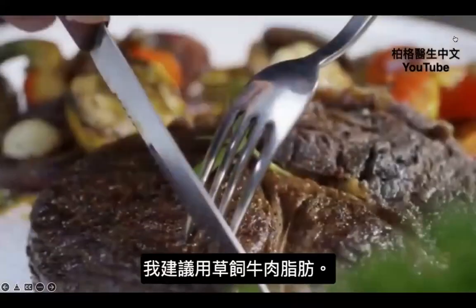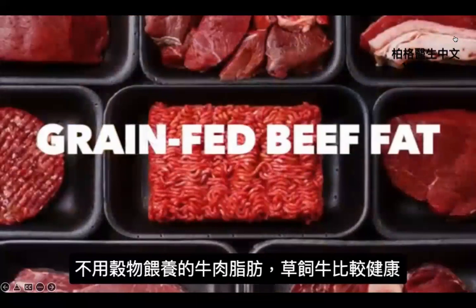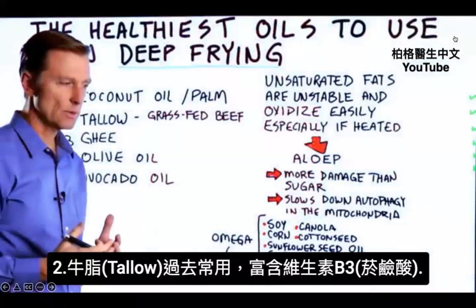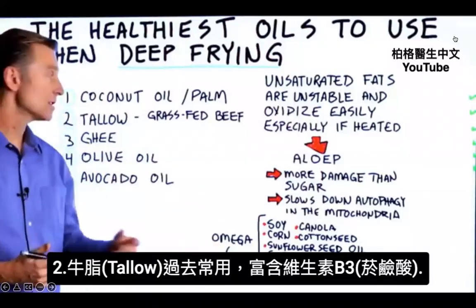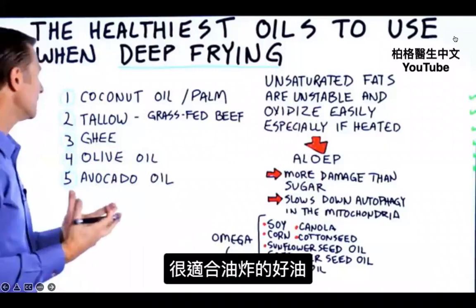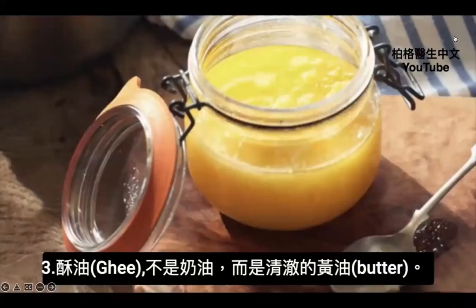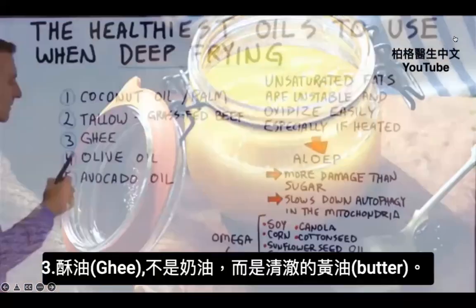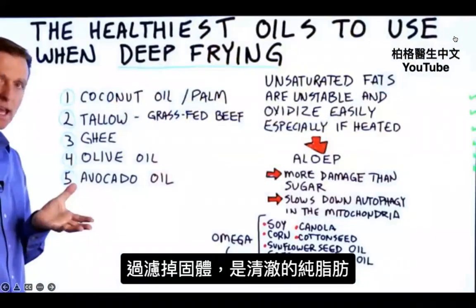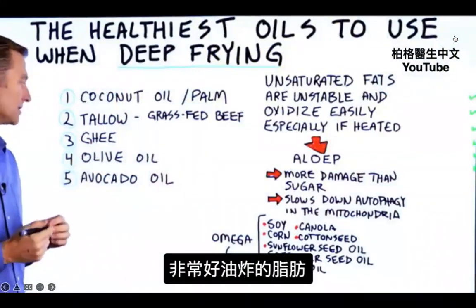I recommend grass-fed beef fat versus grain-fed beef fat because it's going to be healthier. Tallow is an ingredient that we used to use way back. It's loaded with vitamin B3, niacin. It's a good fat to fry with. Number 3, ghee, not butter, but ghee. This is clarified butter. They filter out all the solids and get rid of those, and you're just left with this pure fat. It's a very good fat to fry with.